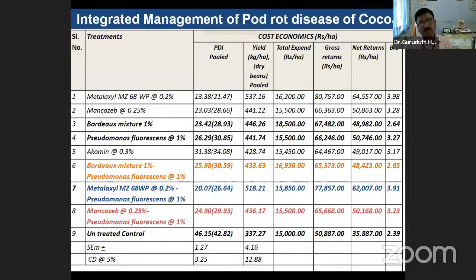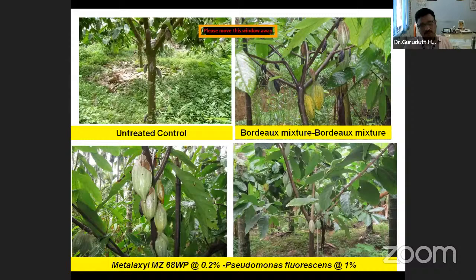How much net return will there be for the farmers, and what is the benefit out of that? That is more convincing to the farmers. And you can see this is a cocoa pod. So the best one is metalaxyl plus Pseudomonas fluorescens. That is one of the best combinations.